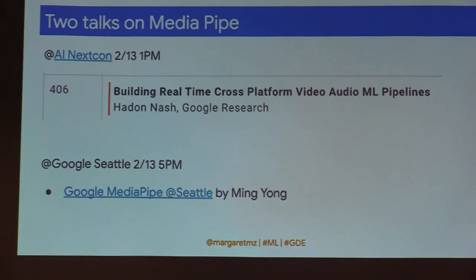And we're pretty lucky. There are actually two talks on MediaPipe. Tomorrow at this conference at, I think it's at 1 p.m., before 6, there's this talk called Building Real-Time Cross-Platform Video, Audio, ML Pipelines. I believe that is actually about MediaPipe. And then the second talk is actually at Google Seattle at 5 p.m. by Mignon, who is their product manager for MediaPipe.